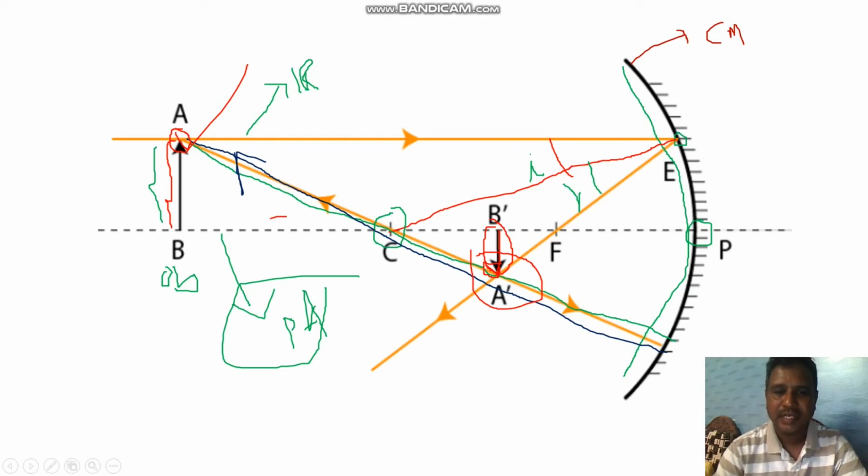Now you see here the object is away from the center of curvature, or beyond the center of curvature. So the image is formed between C and F. Okay.